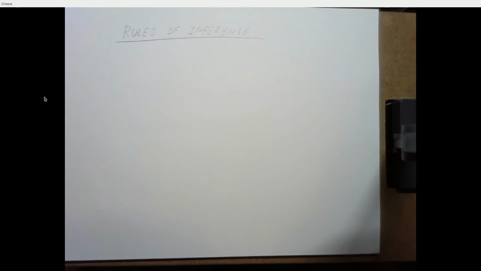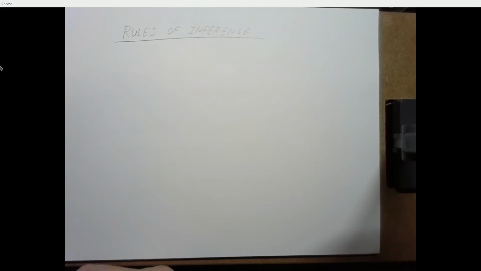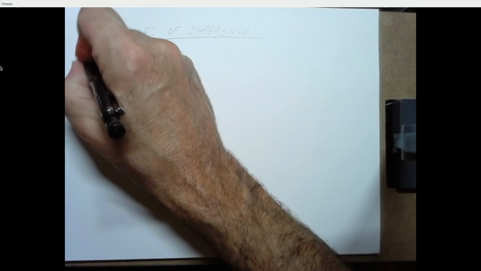All right, welcome back. So our next topic is something called Rules of Inference. And Rules of Inference are the building block from which we're going to be able to construct logical proofs. So let me give you an example of how we can use Rules of Inference.